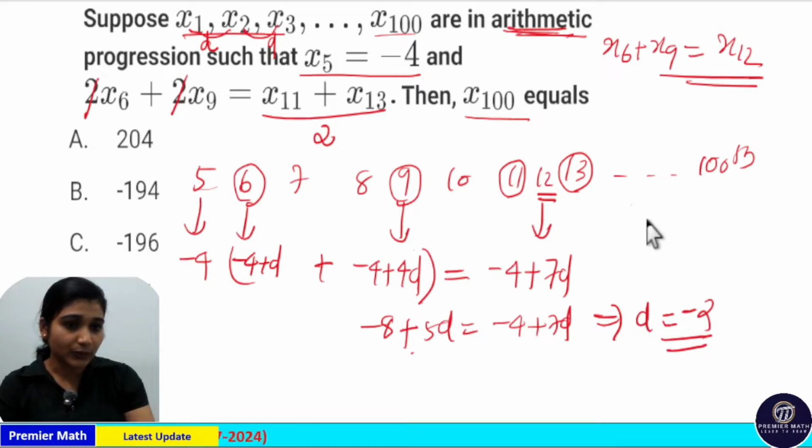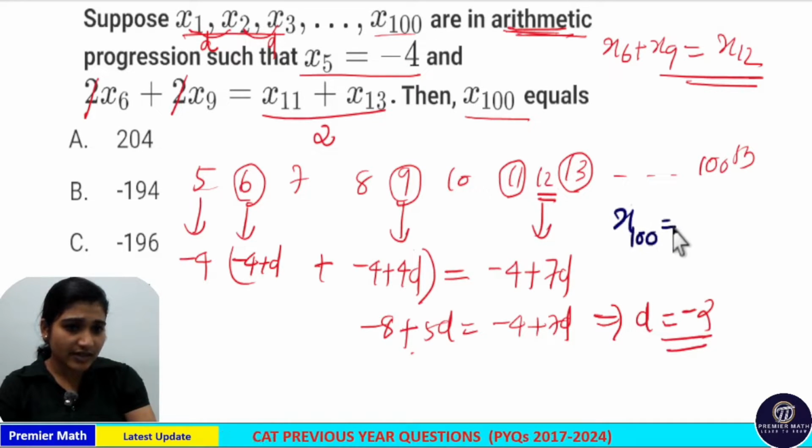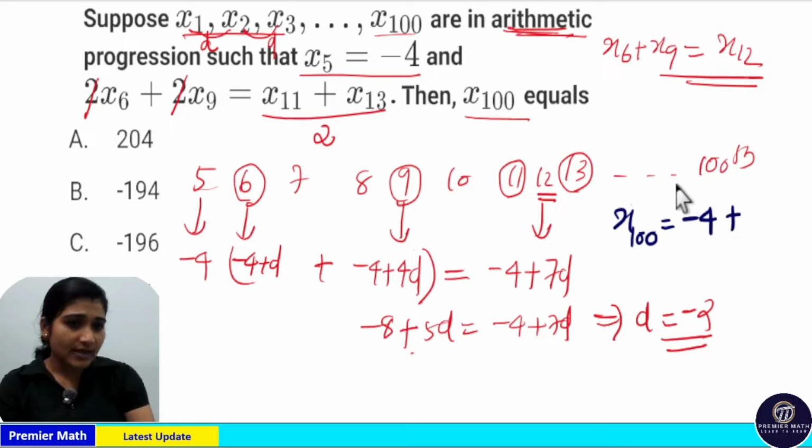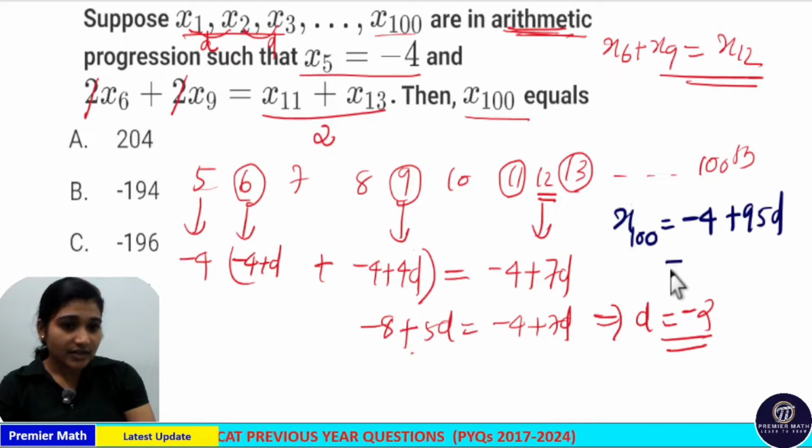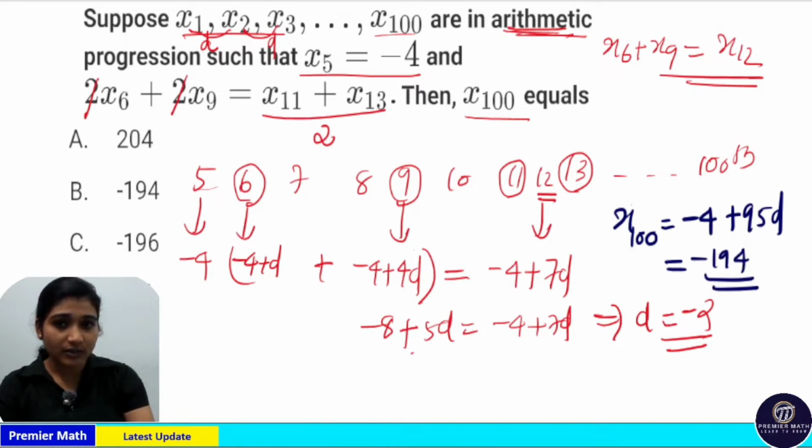100th term, x100, is equal to minus 4 plus difference between 100th term and 5th term, which is 100 minus 5, 95d. Then from this, 100th term is equal to minus 4 plus 95 into minus 2, which is equal to minus 190 plus minus 4, minus 194. So option B is your answer.